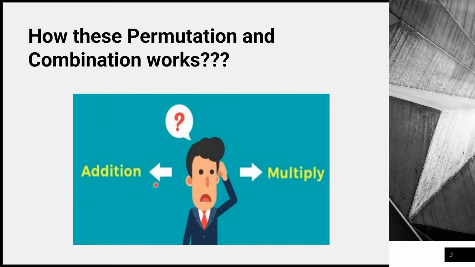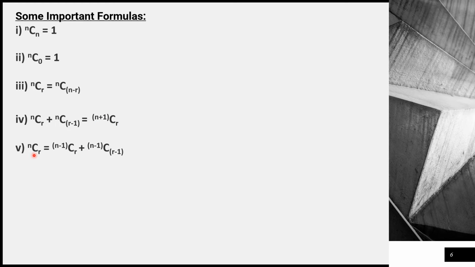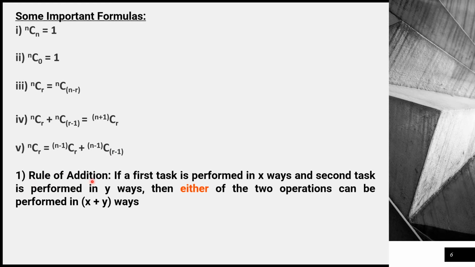So how do permutation and combination work? We are confused, right, whether to do addition or multiplication. To know, we'll see some important formulas. Here nCn gives 1, that is selecting n things out of n gives 1. Similarly nC0 is equal to 1, nCr is equal to nC(n minus r), nCr plus nC(r minus 1) is equal to (n plus 1)Cr, and nCr is equal to (n minus 1)Cr plus (n minus 1)C(r minus 1). Here we will take the rule of addition.